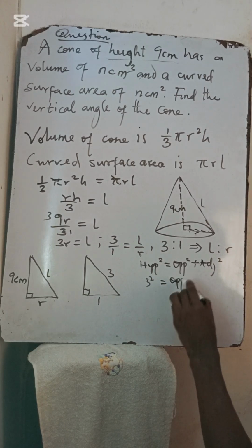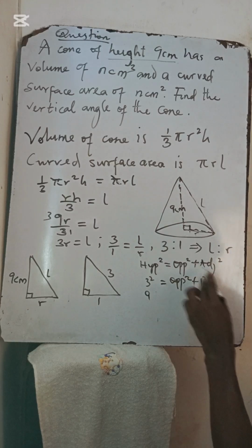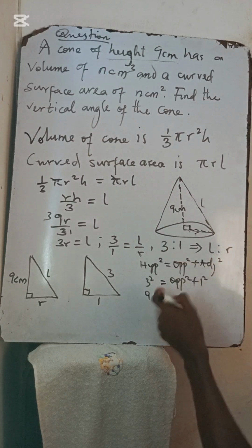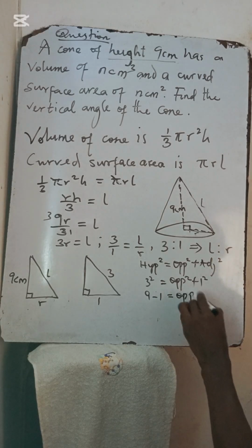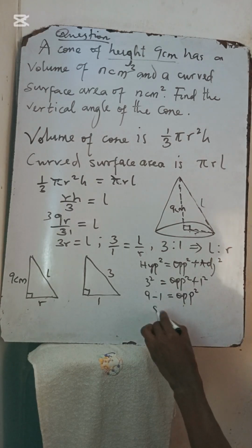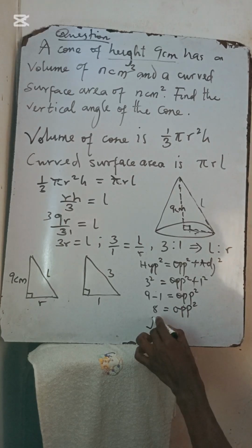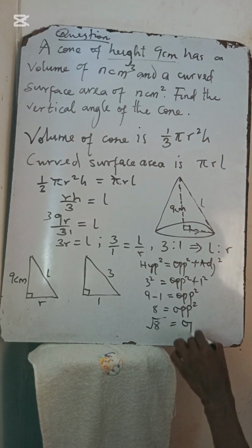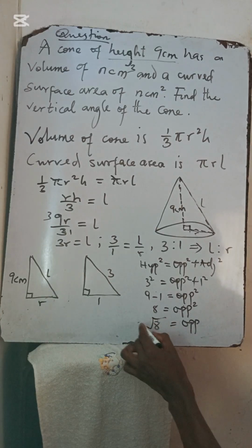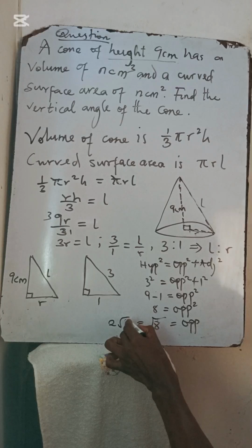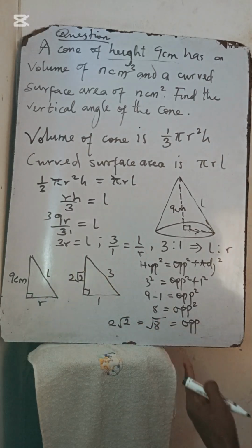That is what we're finding, plus adjacent squared, which is 1 squared. So this is 9, and when this 1 times 1 comes to the other side it becomes negative: 9 minus 1 is equal to opposite squared. So 8 is equal to opposite squared. So the square root of 8 is the opposite, which can be reduced to 2 root 2. So what we have here in terms of ratio is 2 root 2.